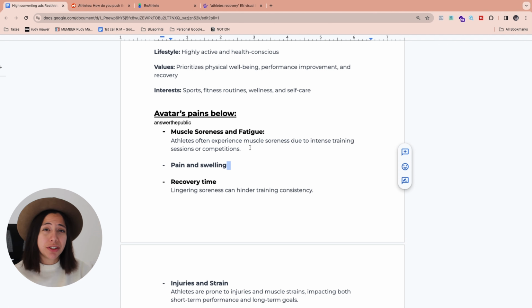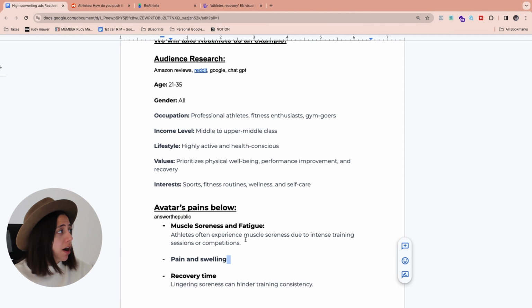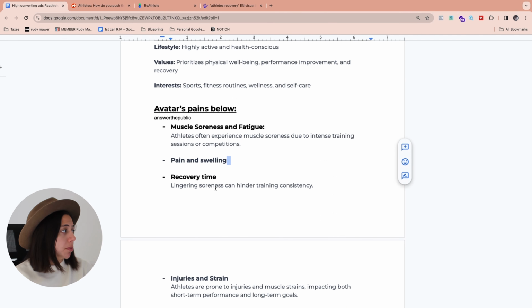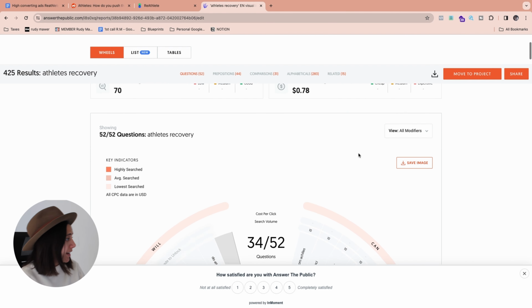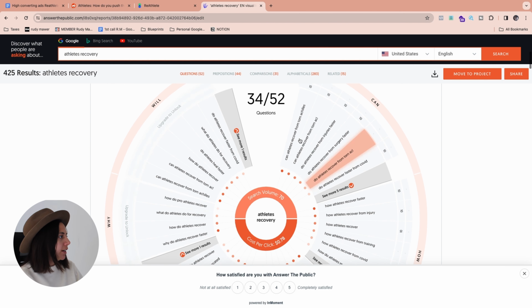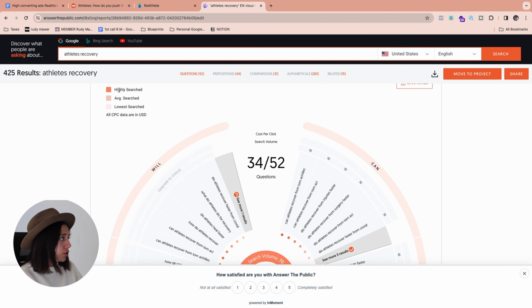You can look into Answer the Public, or even ChatGPT is extremely helpful. You can tell ChatGPT that basic research we've done together before. Tell it what the main pain points are, and ChatGPT will give you a ton that are very interesting. And also Google is just extremely helpful as well. All right, so after you put that in, you're going to see that you will get a ton of different search results. So it goes from the most highly searched, as you can see, average search, and lowest search.